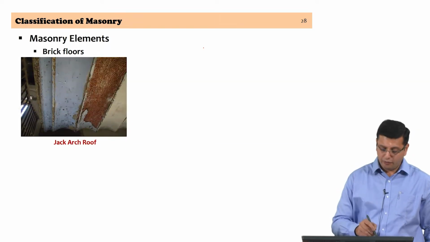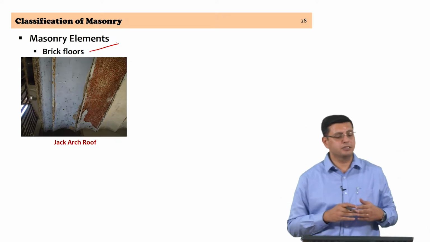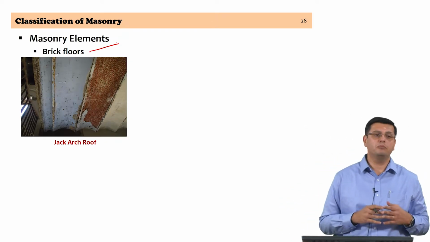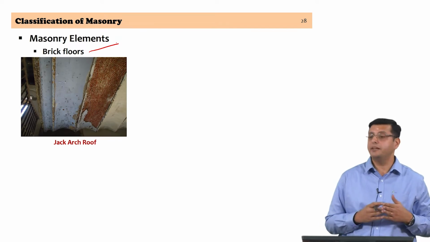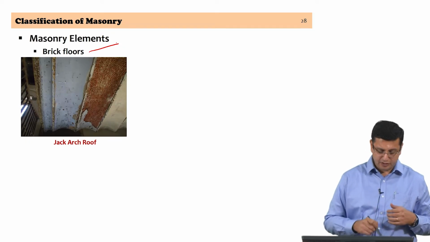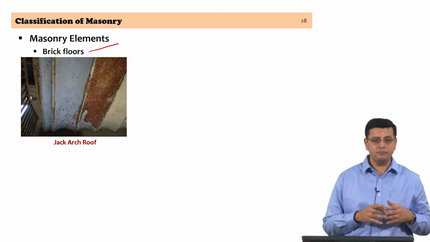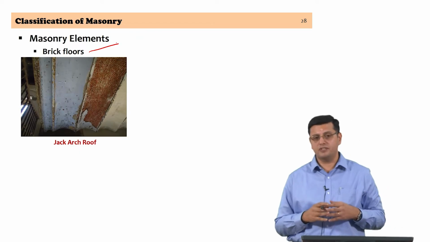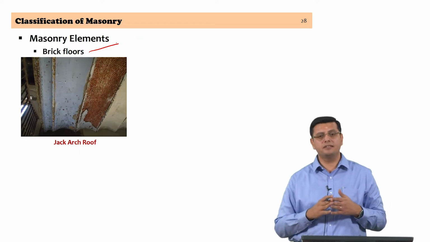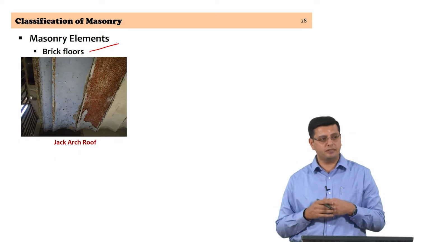Another brick floor system that is again not prevalent today, but can be found very well distributed in many colonial buildings across the country, is referred to as a jack arch roof system. And in a jack arch roof system, in a way analogous to the previous typology that you have seen, you have a tension resisting part of the composition and you have a compression resisting part of the composition.